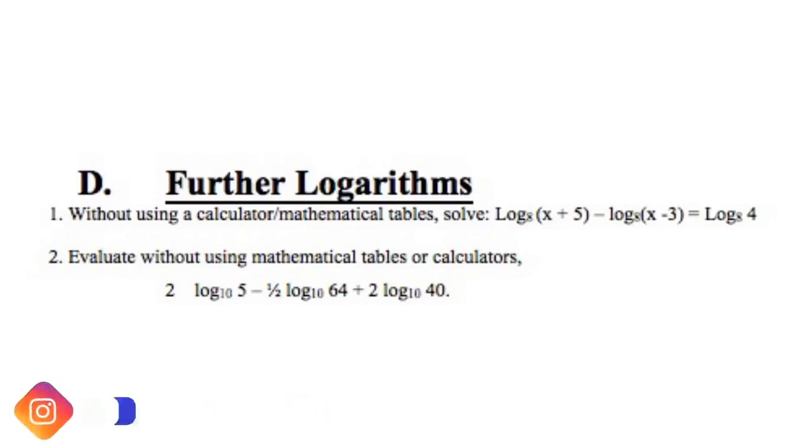Further logarithms. Without using a calculator or a mathematical table, solve log (x + 5) to base 8 minus log (x - 3) to base 8 equals log 4 to base 8. So when you are faced with such a challenge, number 1, you identify if the logarithms have the same bases. Here they have the same base, which is base 8.